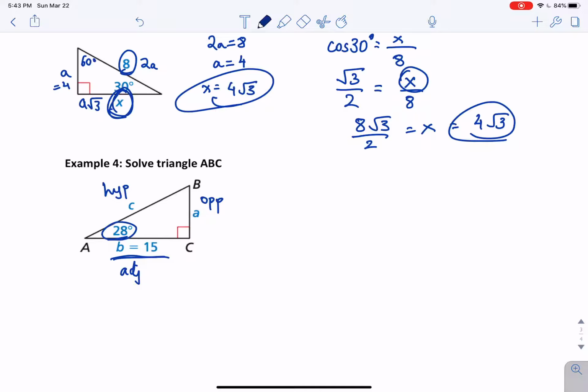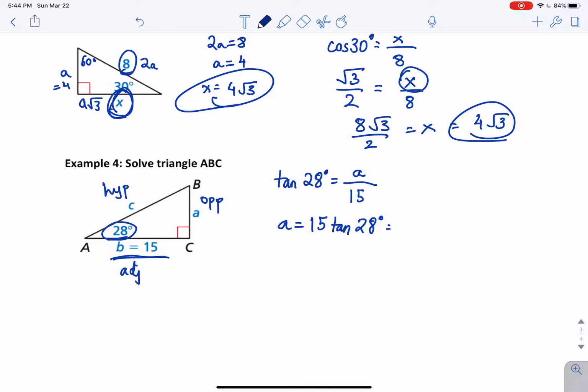So to find opposite, the thing that relates opposite and adjacent is tangent. So now the tangent of 28 degrees is going to be the opposite side over the adjacent side. So then to solve for a, it's going to be multiply by 15 on both sides. And then type this in your calculator.